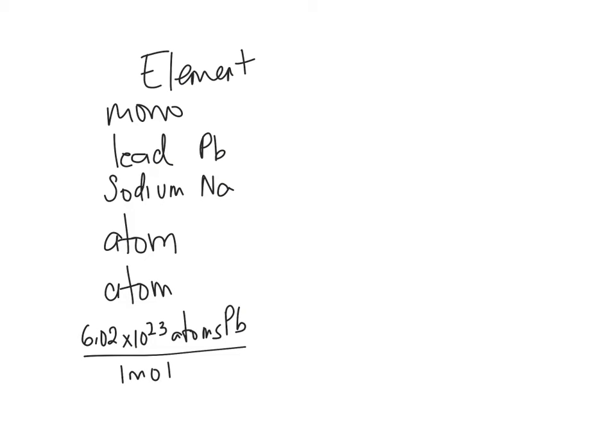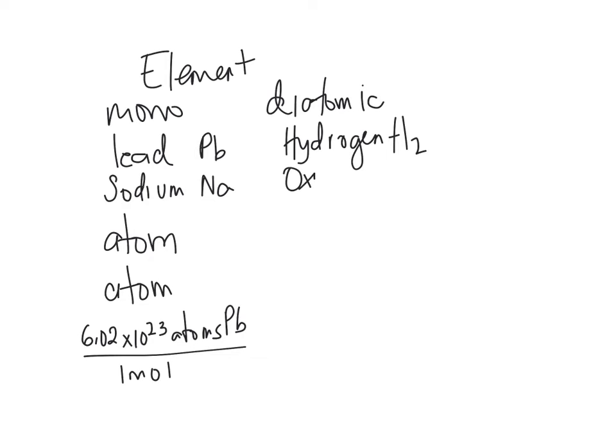If it's diatomic, like hydrogen, we don't have atoms, we have 2 atoms, and we call them molecules because they are chemically combined together. So if you've got a diatomic element, like hydrogen, H2, we're talking molecules. Can you give me one other example of a diatomic element? Oxygen. Together, they make quite an explosion.